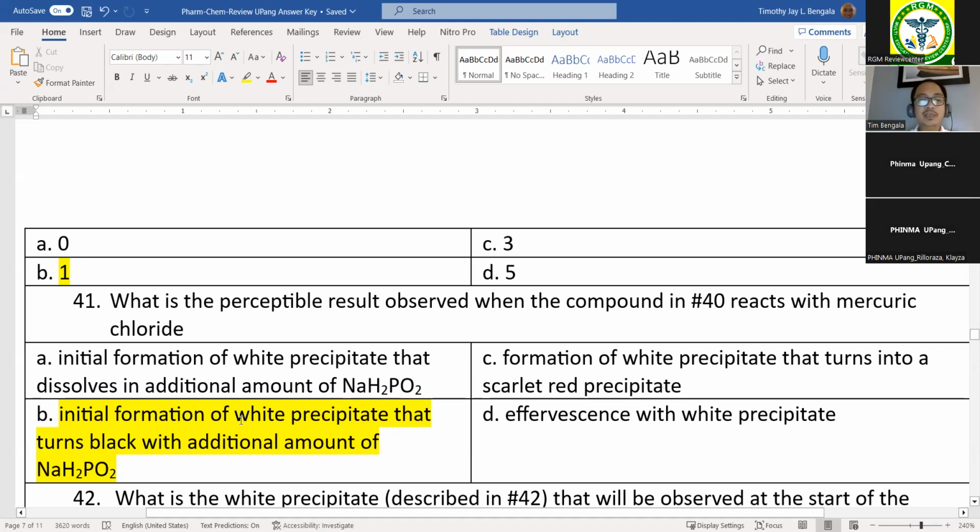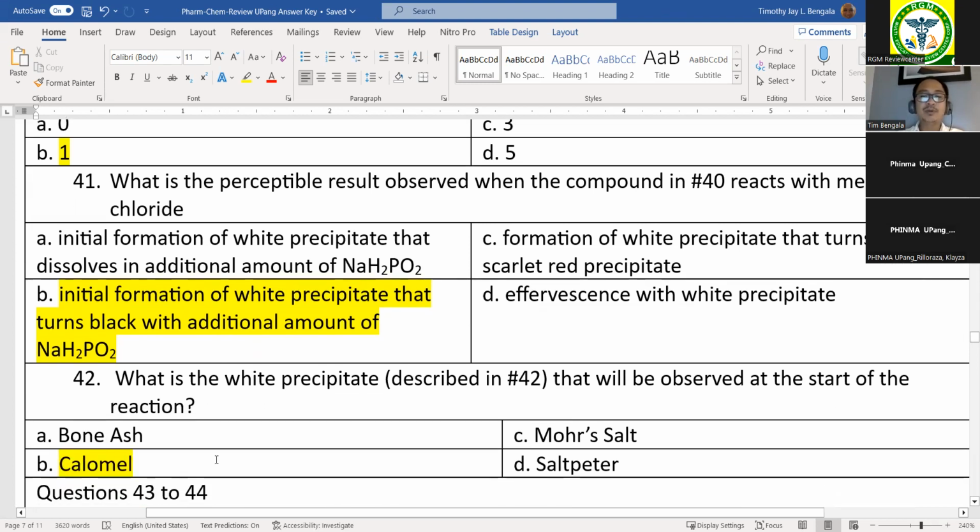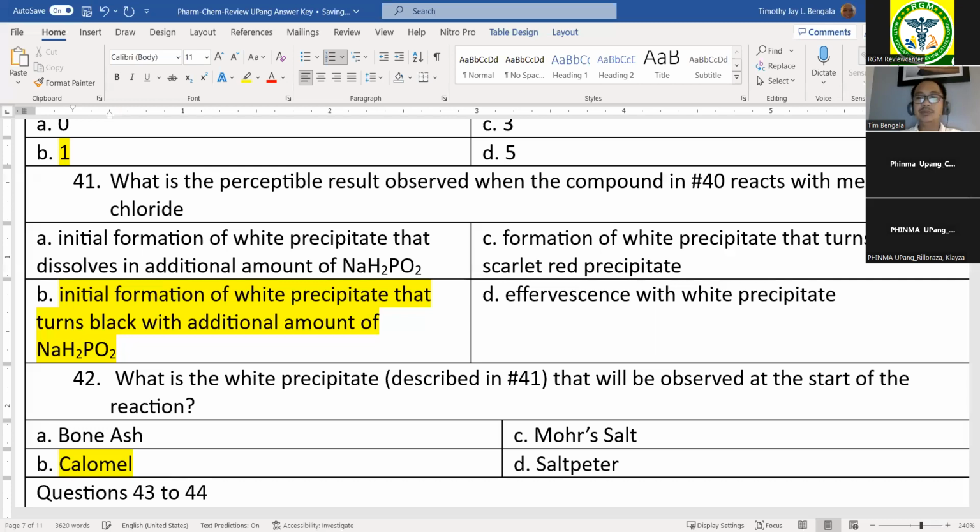So here, mercury 2 becomes mercury 1, and it will have a white precipitate of mercurous chloride. And then finally, it will turn black, becoming elemental mercury. Okay? So that is the correct answer. Number 42. What is the white precipitate described in 41? Take note that this will be observed at the start of the reaction. So the correct answer here would be calomel.